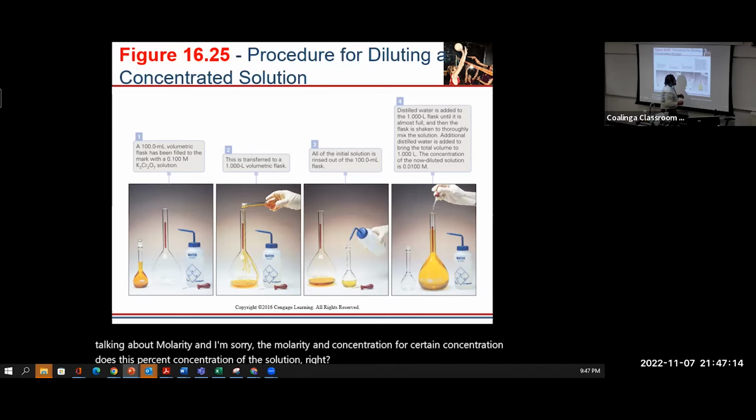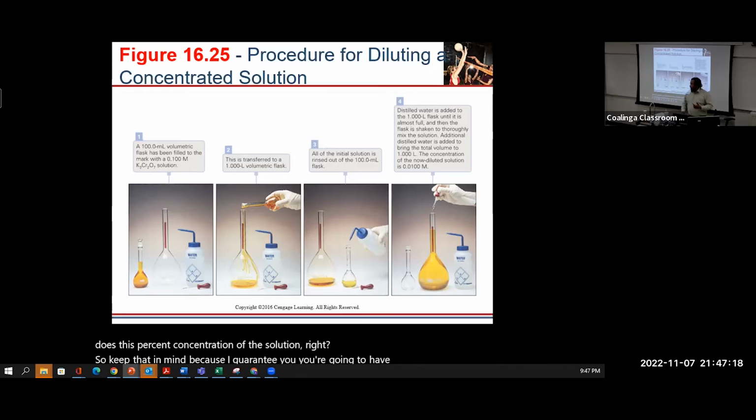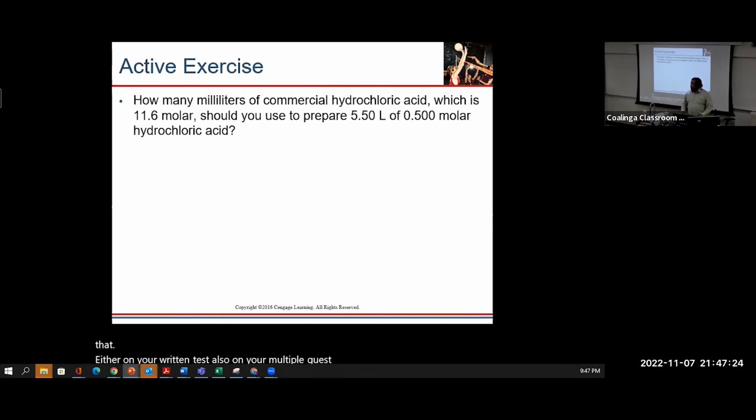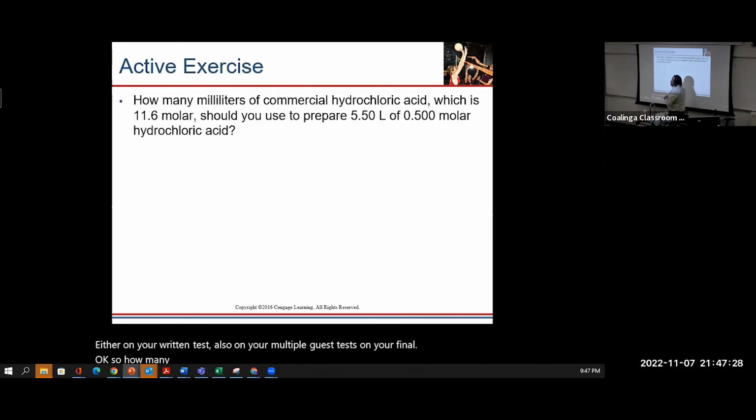So keep that in mind, because I guarantee you're going to have questions. Either a written test, also a multiple guess test. Okay, so how many milliliters of commercial hydrochloric acid, which is 11.6 molar, should be used to prepare 5.50 liters of 0.5 molar hydrochloric acid?